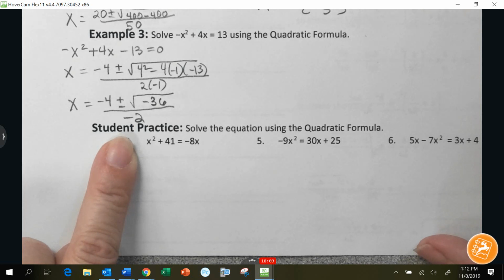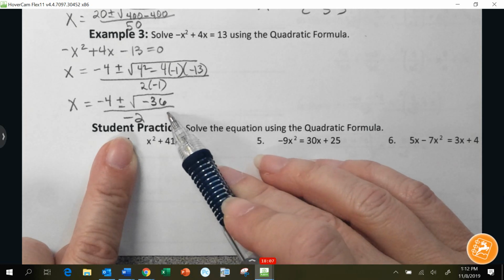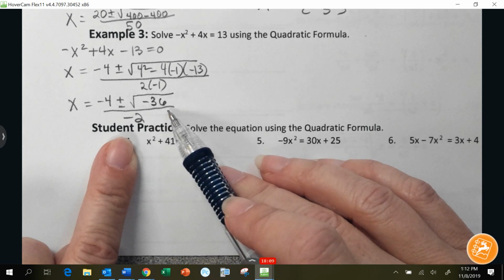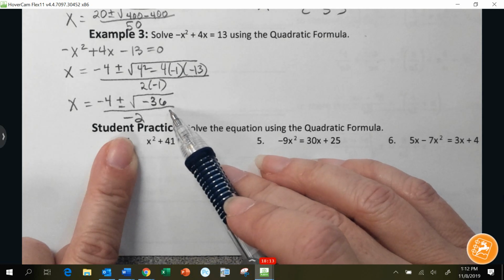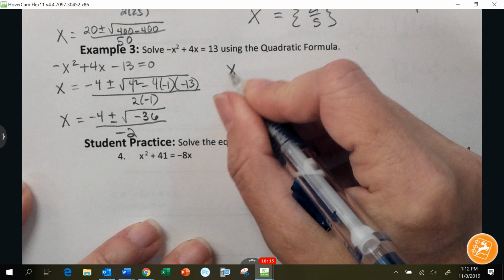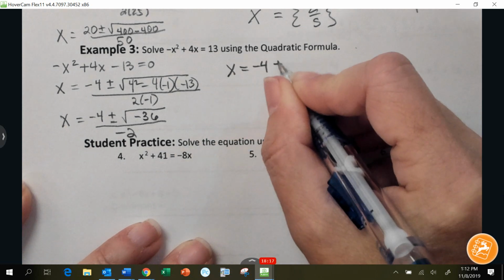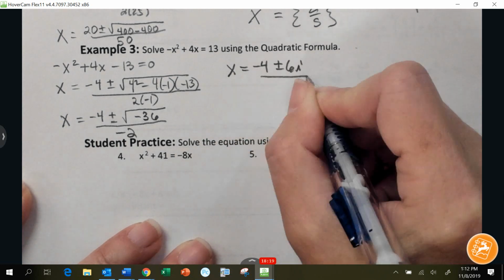The first question is, let's simplify the square root. Because I know the square root of 36 simplifies. What about the square root of negative 36? It will be 6i. So now we're going to have x equals negative 4 plus or minus 6i over negative 2.